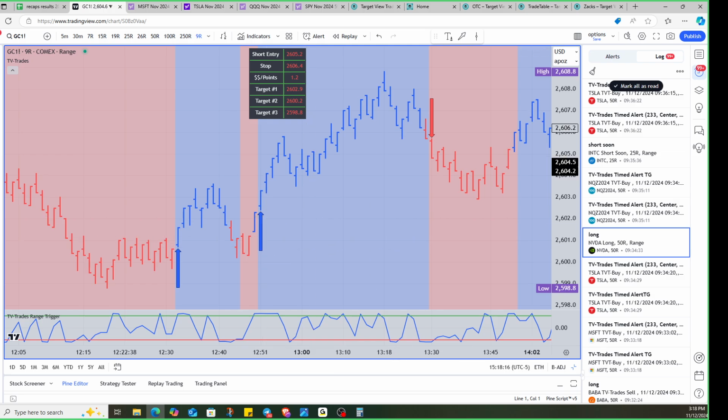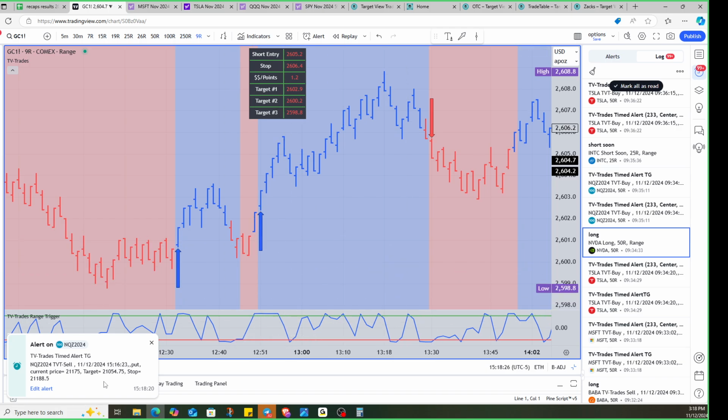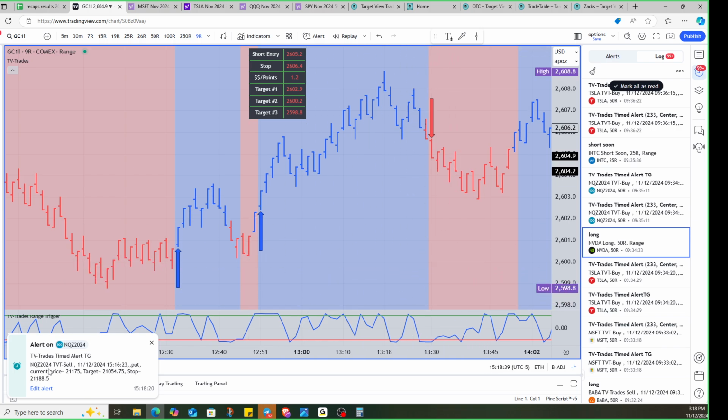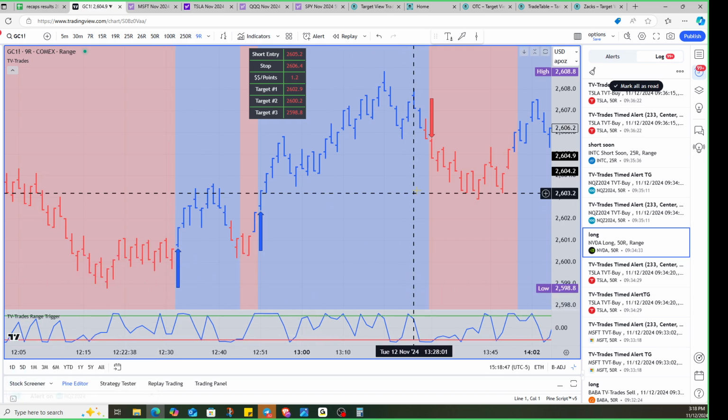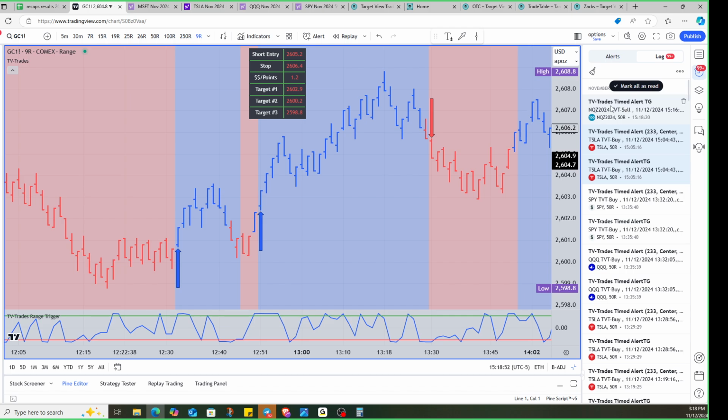Those of you who do know me, you know that I use range bars all the time, and the reason I use range bars all the time is because you can be proactive. Here's a new one right here, QTVT sell. It gives you the entry, current price 21,175, a target 21,054, and a stop. Okay, so that is on. It should say what time frame it's on too. If it doesn't say the time frame, that's an older one. That should be right up here at the very top.